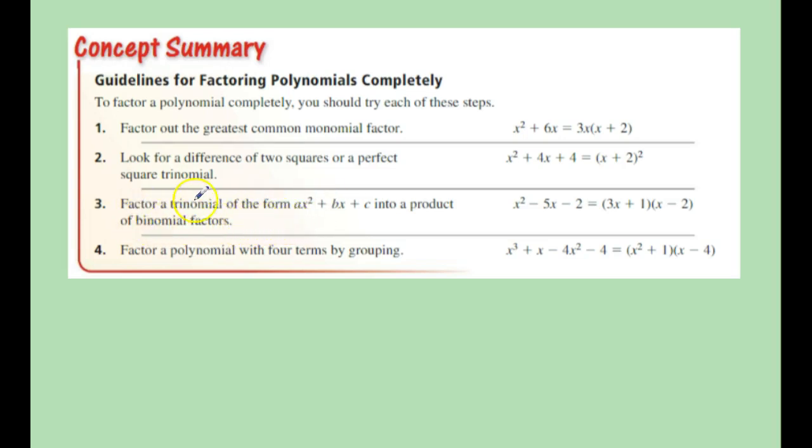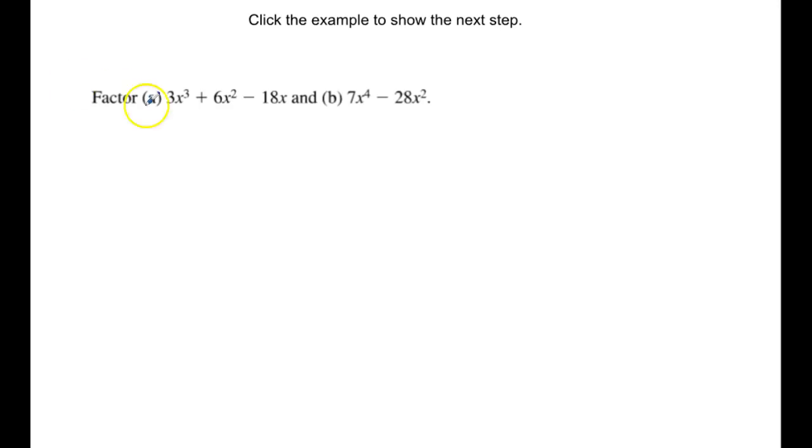So if you need help revisiting this, this is going to be a big key in what we're doing in coming units. So then if I can't factor a trinomial, then I look at factoring by grouping. Okay, so let's look at a couple of examples here. So first thing I want to do when I factor is I want to pull out the greatest monomial factor.